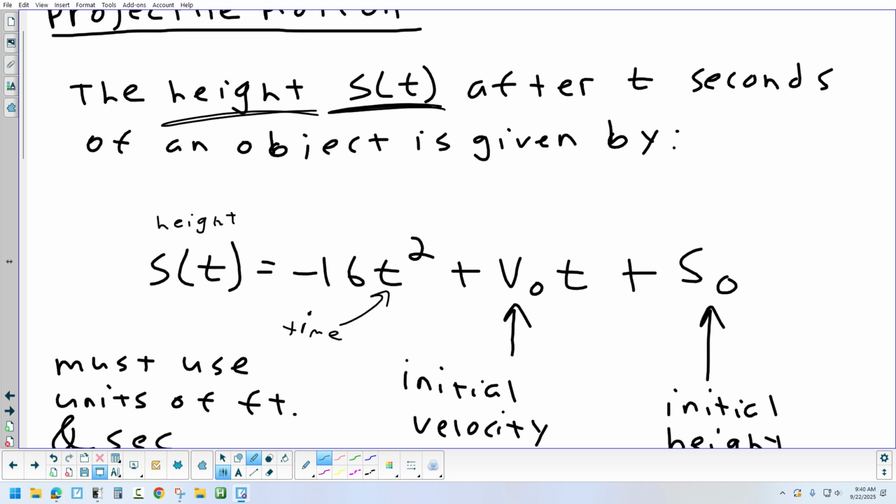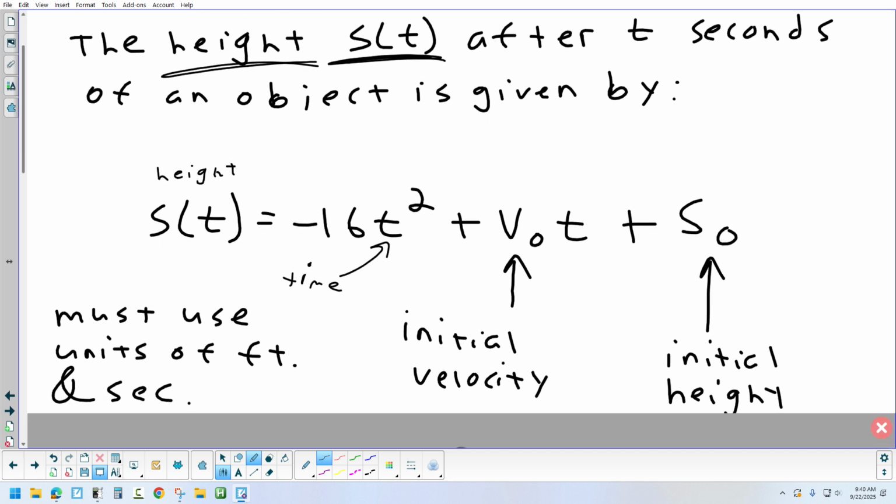This v sub 0 is how fast you threw the object. So that makes a difference. Did you throw it really gentle, or did you throw it a little bit harder? And what was the height when you released it? Did you throw something off the ground when it started, or were you on top of a building when you threw it? That makes a big difference.